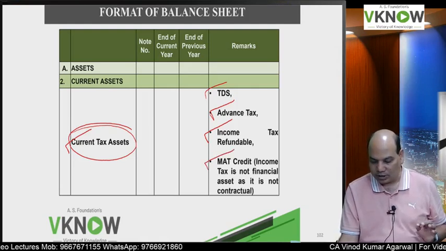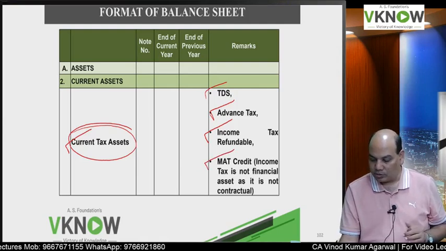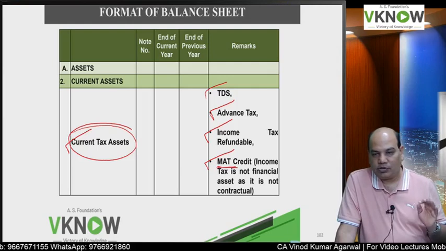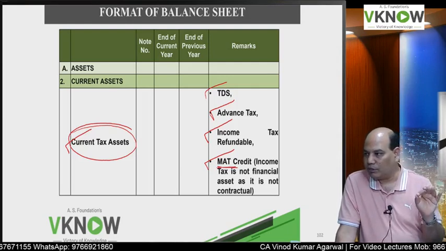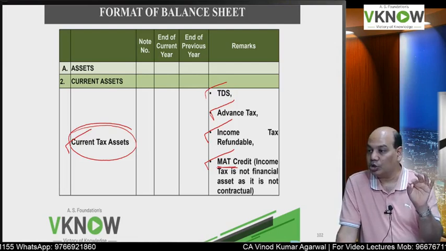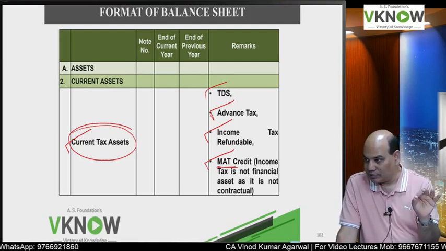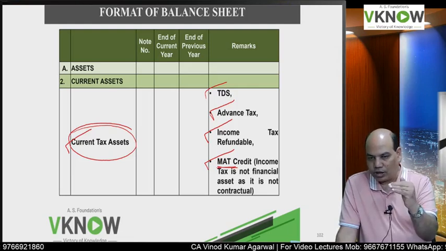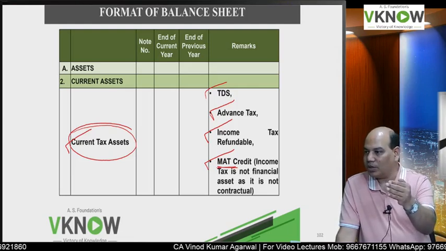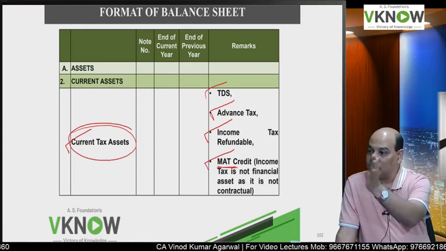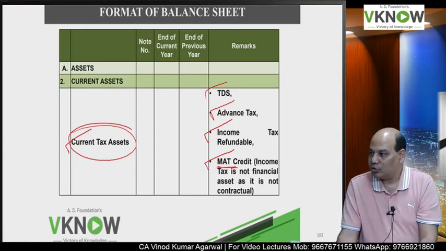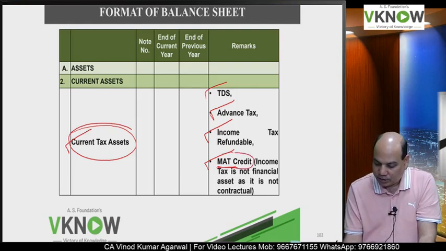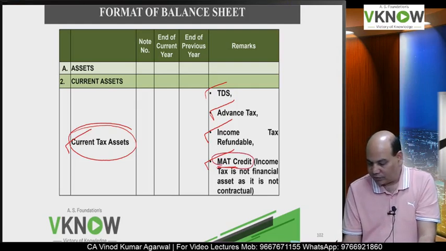Have you heard of MAT credit? Minimum alternate tax. In some years we pay tax as per MAT. That is when the tax liability as per book profit is more than the tax liability as per normal provisions of the Income Tax Act. That is called tax paid as per MAT. So the excess amount paid as per MAT can be adjusted against future tax liability. So it is your asset. So it will be presented as a separate item in current tax asset.